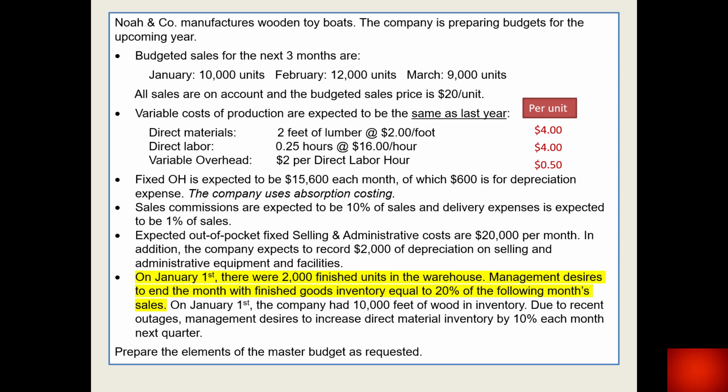Remember that on January 1st there were 2,000 finished units in the warehouse. Management wants to end each month with 20% of the following month's sales. So to end January, we want to end with 20% of what we're going to sell in February. February, we want to end with 20% of what we're going to sell in March.